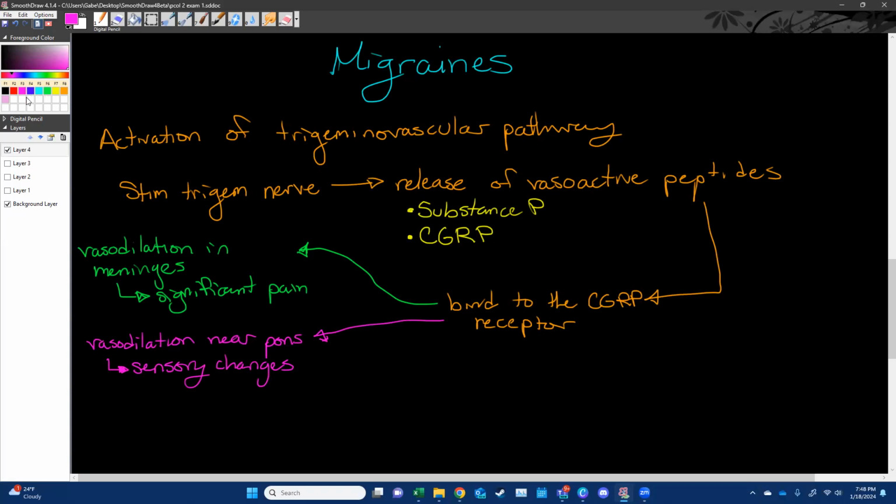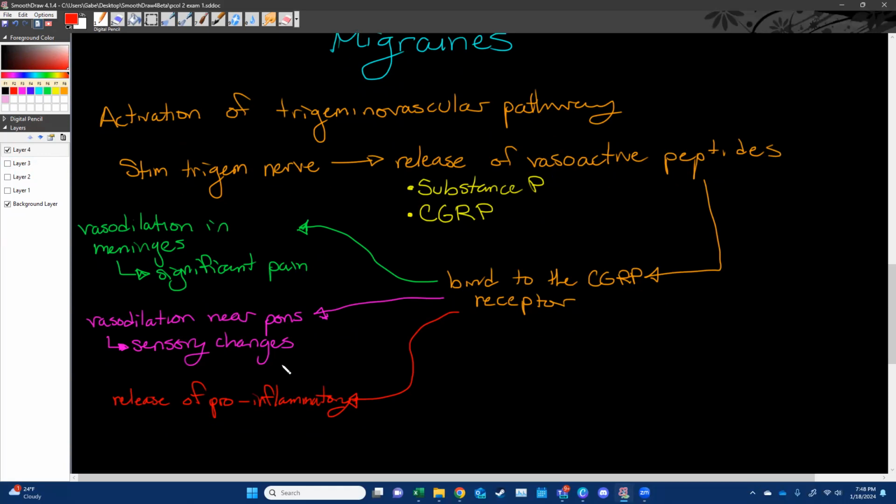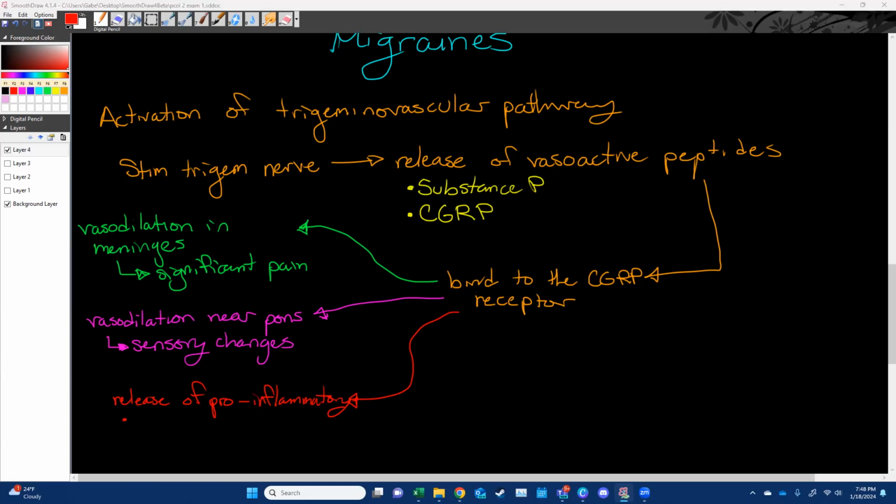And then the thing that makes migraines so bad and so terrible is we get this release of pro-inflammatory molecules. And this is really where migraines start to spiral out of control. So does anybody know what the quintessential vasodilator is? No matter where it is released in the body, it's just going to cause things to swell.